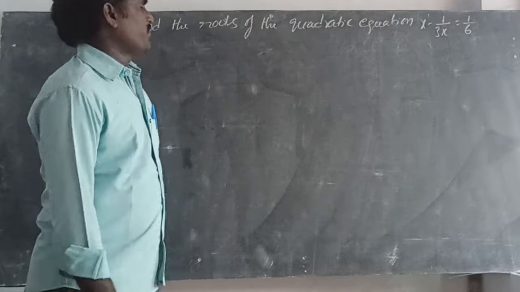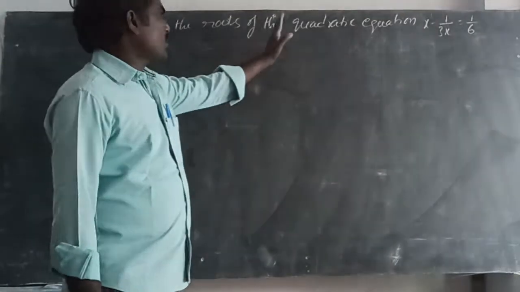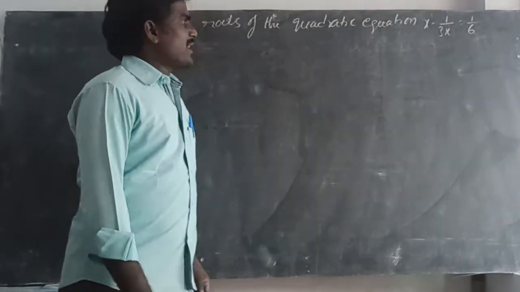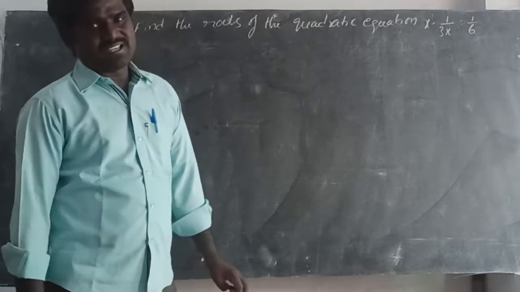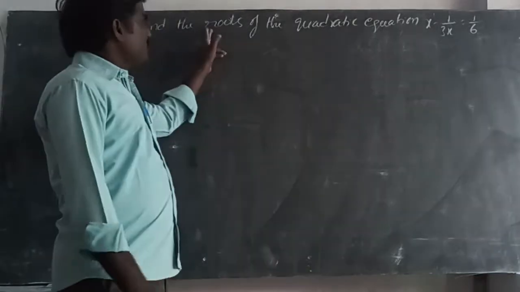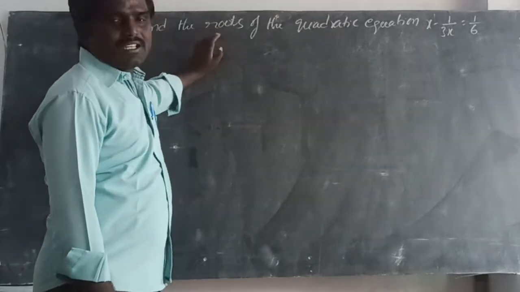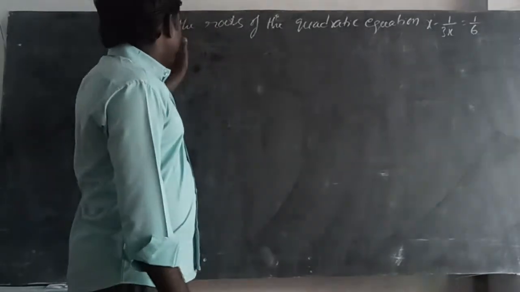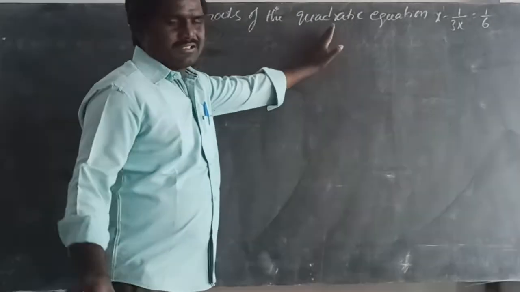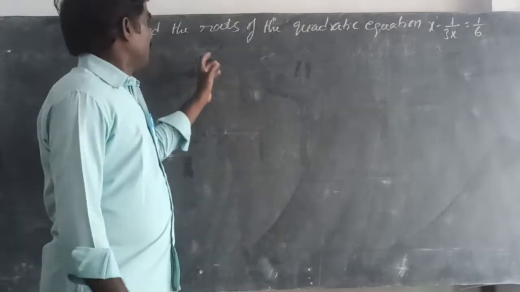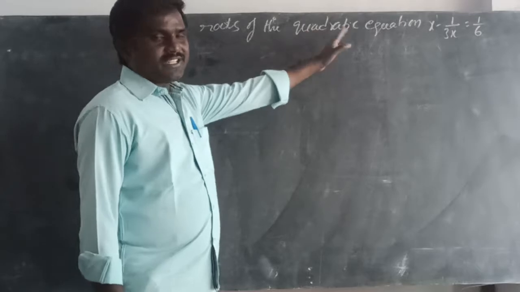Now I am teaching the quadratic equation chapter. Okay, find the roots of the quadratic equation: x minus 1 by 3x is equal to 1 by 6. Okay, root means what? To find the unknown thing in the given equation. Okay, find the roots of the quadratic equation.